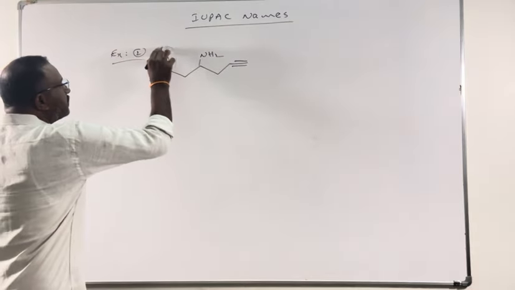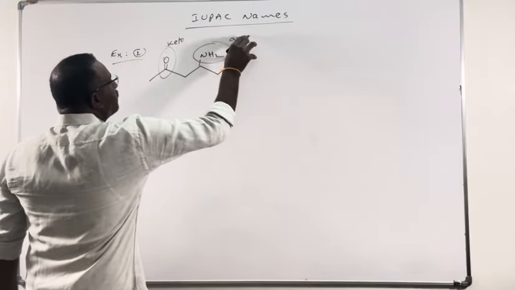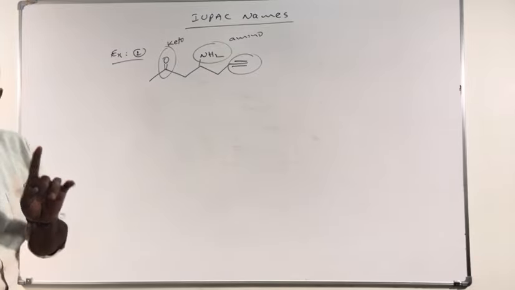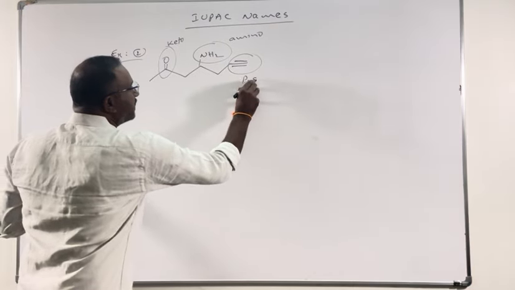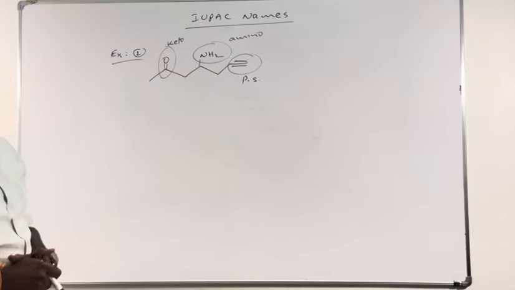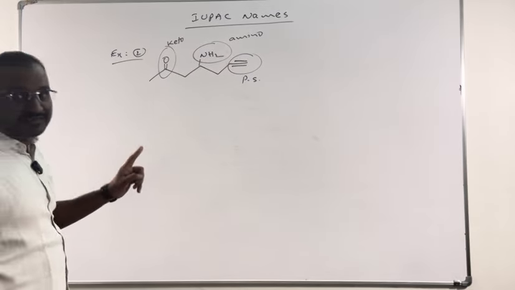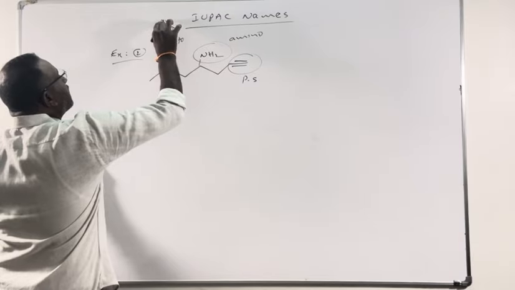This is the ketone functional group, and this is the amine functional group, and this is the primary suffix. It is not a secondary suffix, it is not a functional group, it comes under primary suffix. And keto and amino are there. In this case, you have to choose the high priority functional group. The high priority functional group will get the secondary suffix. Of these two, the keto group has high priority.